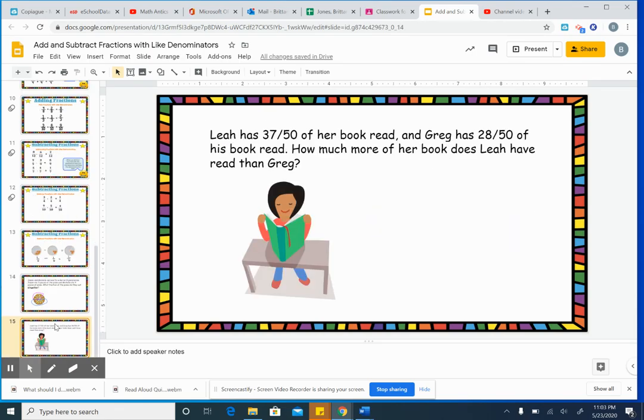Here's another word problem. Leah has 37 of the 50 pages of her book read, and Greg has 28 out of 50 of his book read. How much more of her book does Leah have read than Greg? Well, again, we're talking about pages, and Leah has read 37 out of the 50, while Greg only read 28 out of the 50. Leah read 37 pages. Greg read 28. How many more did Leah read? We have to subtract here. We have to do 37 minus 28.